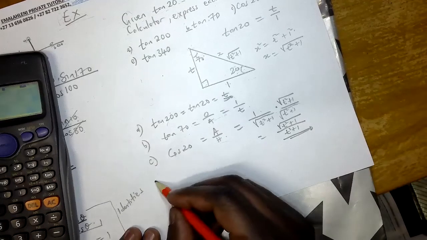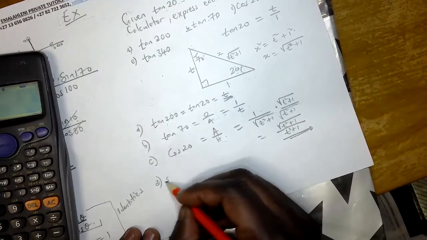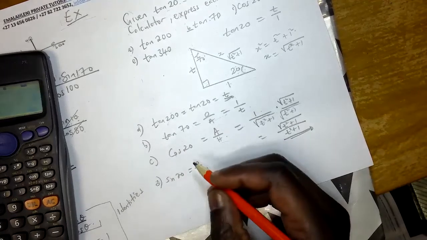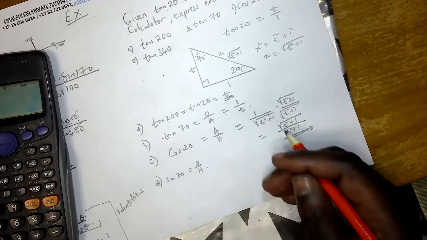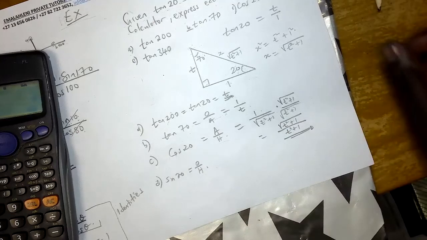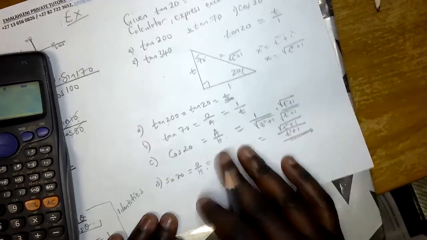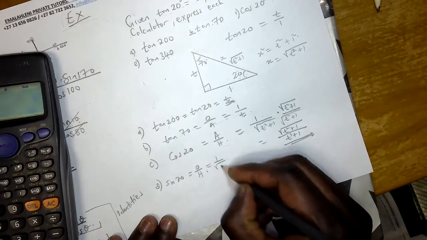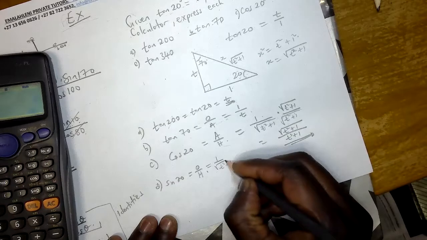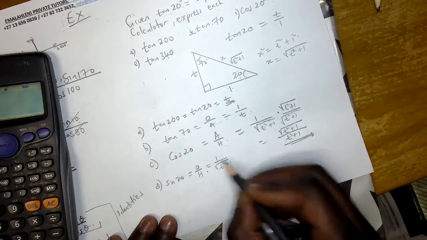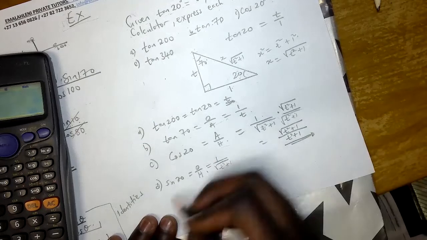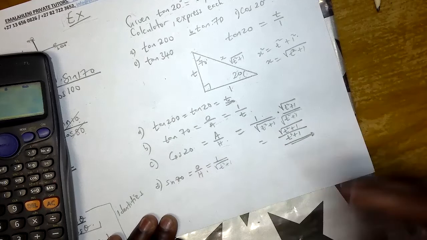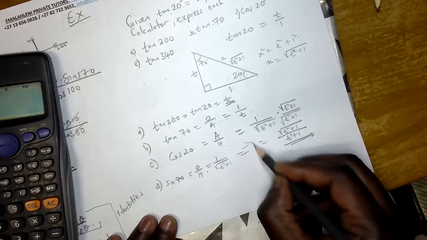Now, what about sine 70? Sine 70, we know that is opposite over hypotenuse. The opposite is 1 and the hypotenuse is root t squared plus 1. Now, in this case here, we know this already, that sine 70 and cos 20 are equal. So it's just going to give us the same answer.